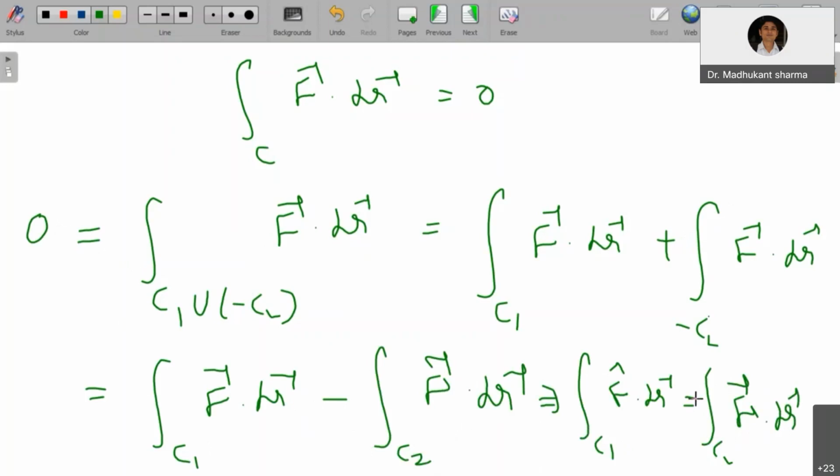Note that C2 is any other curve which is joining A to B. So path independence means the integral over a closed curve, any closed curve C, is 0. Both are the same statement. Okay, right.